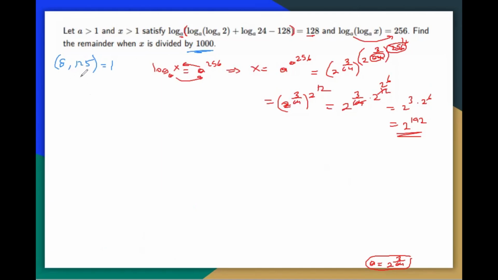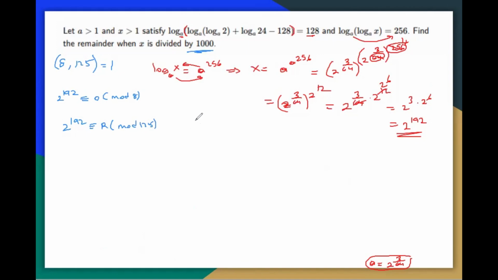So let's write that equation. We want to find 2 to the 192. We have a bunch of 2s, so that means it's already divisible by 8, so I'm going to say that's 0 mod 8. And then I'd like to know what the remainder is if I divide by 125. So 2 to the 192 is equal to x. Maybe I should use a different variable. Let's say this is r mod 125.